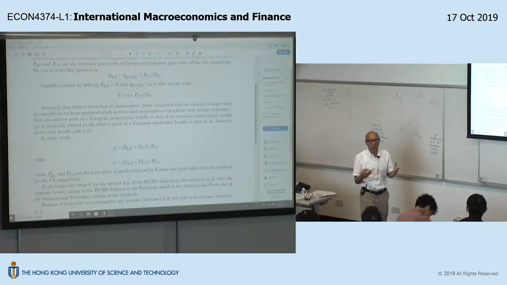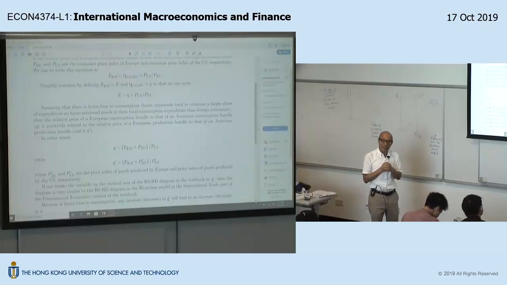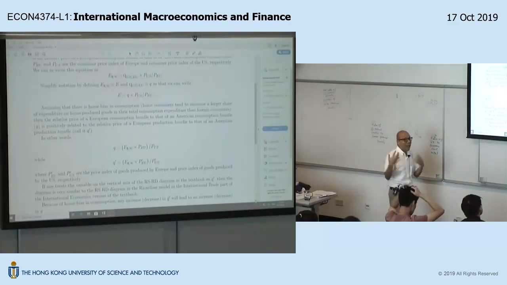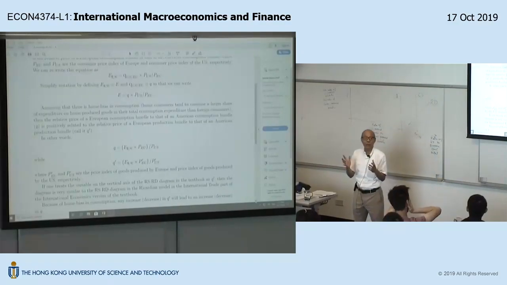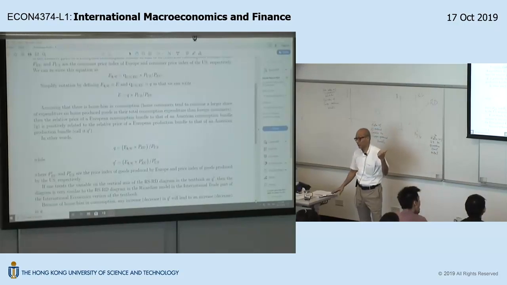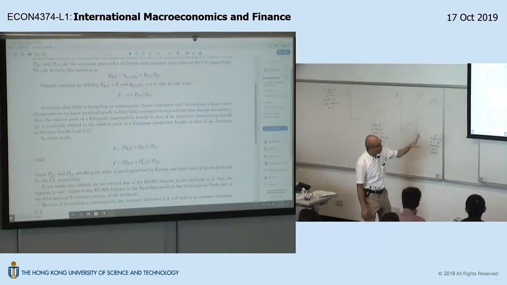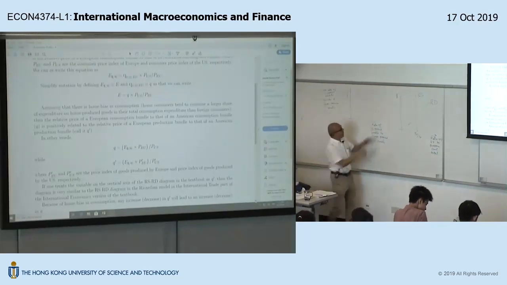Because in addition to spending on your home-produced tradable, you have to spend on home-produced non-tradable. So if each country spends a non-trivial amount of their expenditure on non-tradable goods, there will be home bias automatically, right? Does that make sense? Makes sense, right?